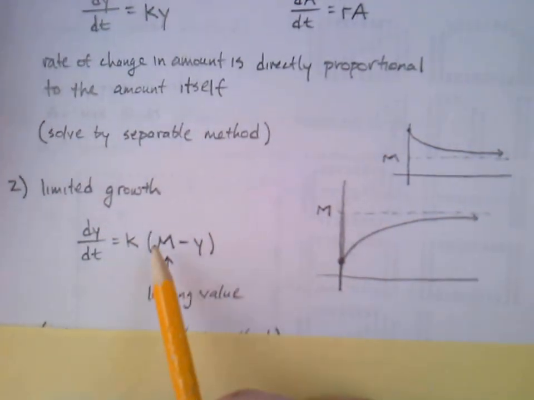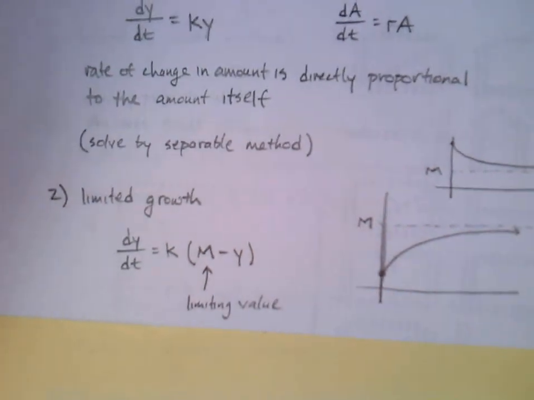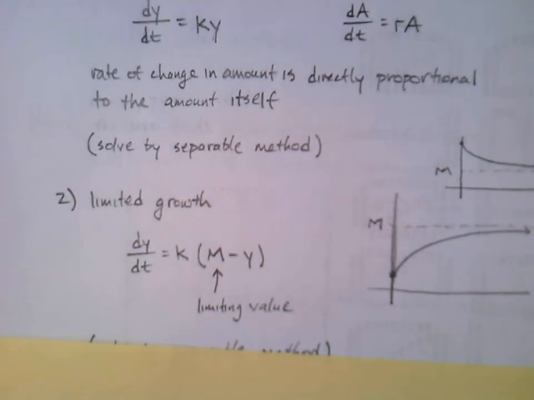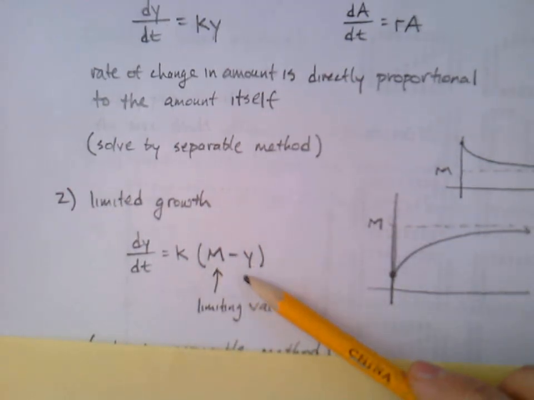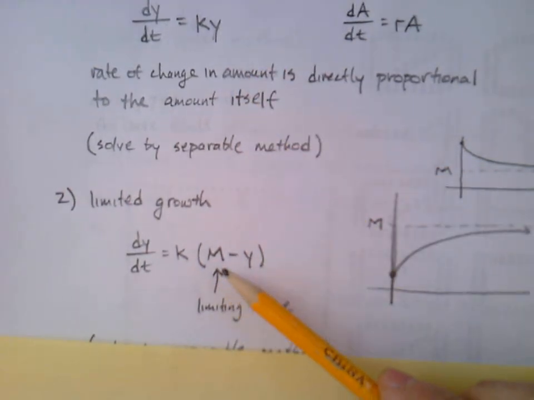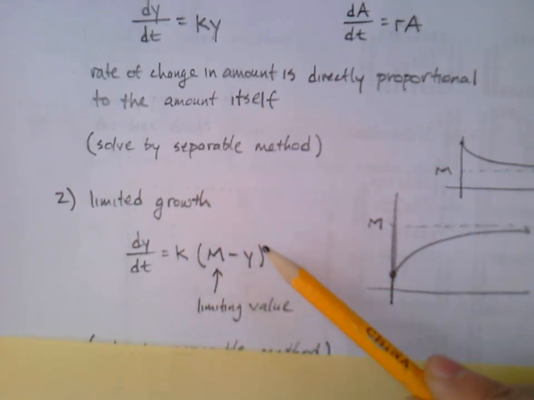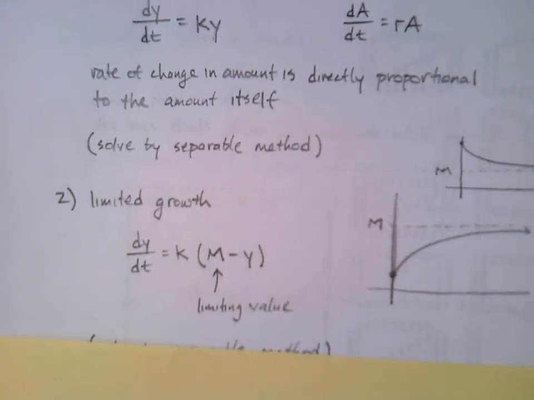Either situation uses the same differential equation. And you can tell all that happened was, instead of k times y, it's now k times (M minus y), right? The only change was here. So what's up with that? How is that the differential equation?